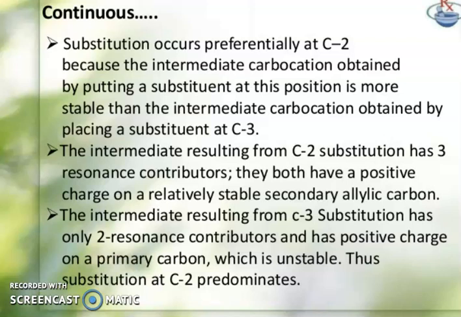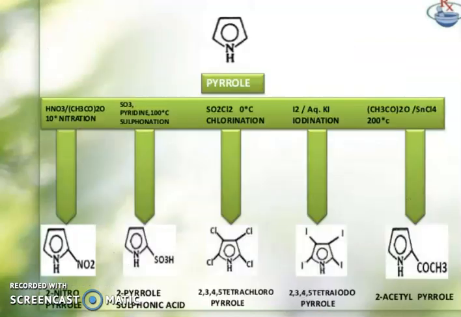The intermediate resulting from carbon 2 substitution has 3 resonance contributors. They all have the positive charge on a relatively stable secondary allylic carbon. The intermediate resulting from carbon 3 substitution has only 2 resonance contributors and has the positive charge on a primary carbon, which is unstable, and thus substitution at carbon 2 predominates. So pyrrole nitration, you can see 2-nitropyrrole.